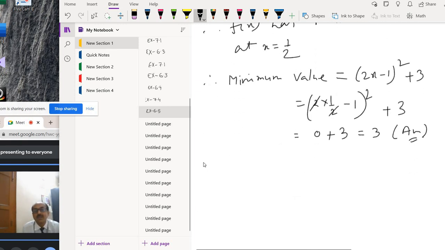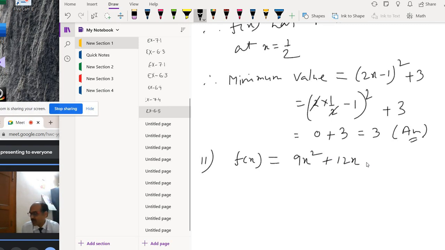Okay, do one more. Next question, number 2: f(x) equal to 9x square plus 12x plus 2. Okay, 9x square plus 12x plus 2. So find its derivative. First f dash x, differentiate both sides with respect to x: 18x plus 12.